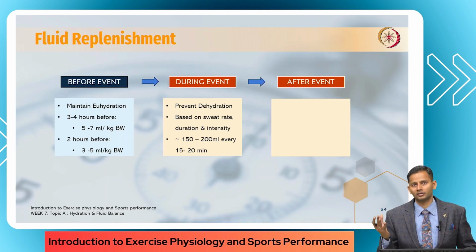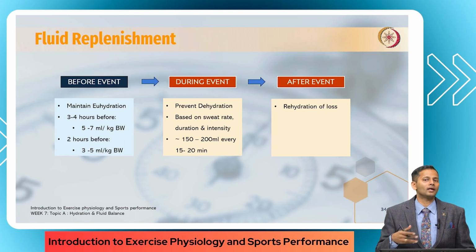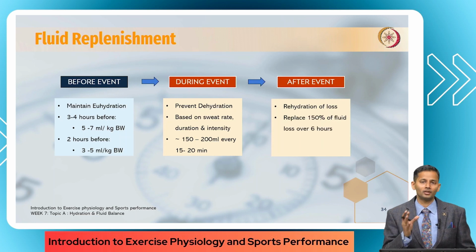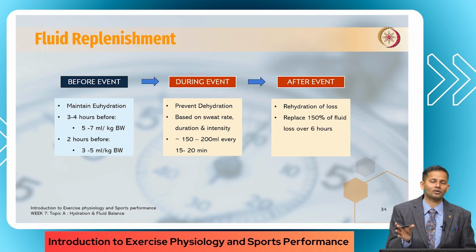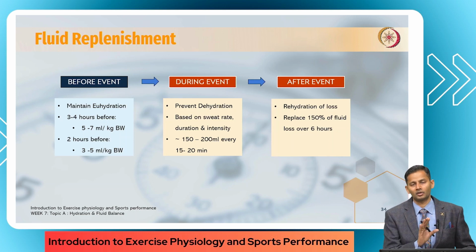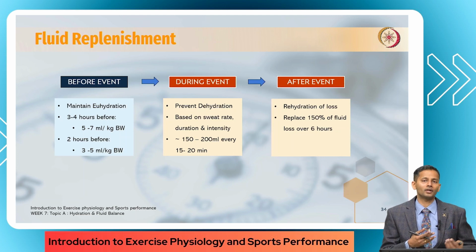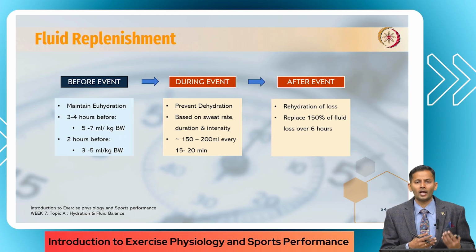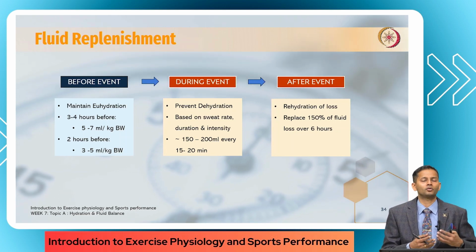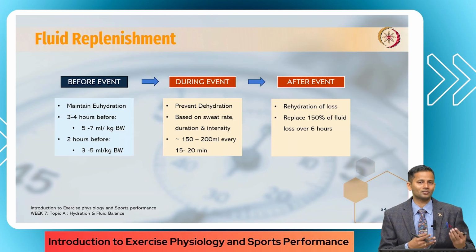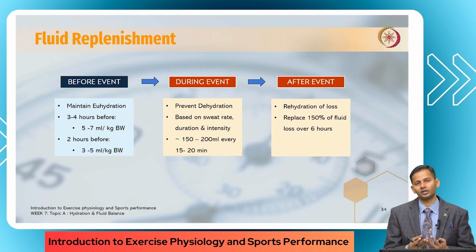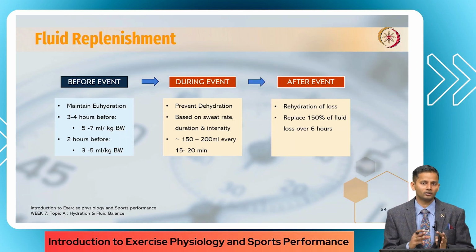And after the event, once the event is over, we need to rehydrate the loss. The rehydration can be done in a gradual way, but the amount should be 150% of whatever fluid has been lost. Why? Because adequate fluid is required. Most of the protein repair and the connective tissue repair happens during this period, and this is the time when you have to have adequate fluid volume for the transport of the waste products away from the exercise muscle, also to supply the fresh blood to the muscle. So you need to maintain the cardiac volume, right?